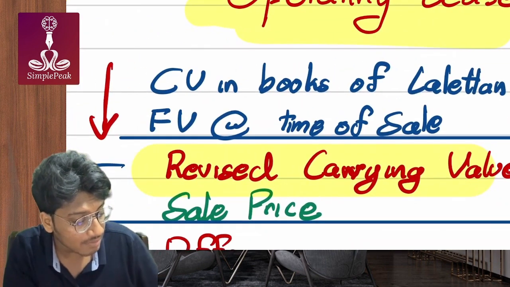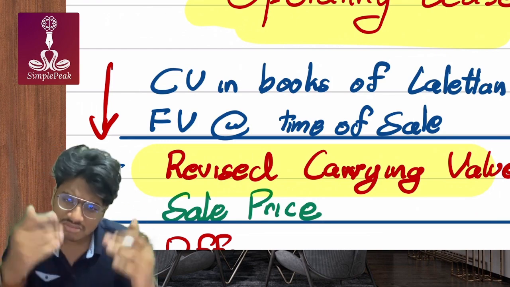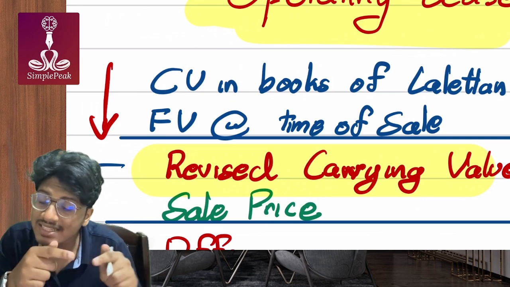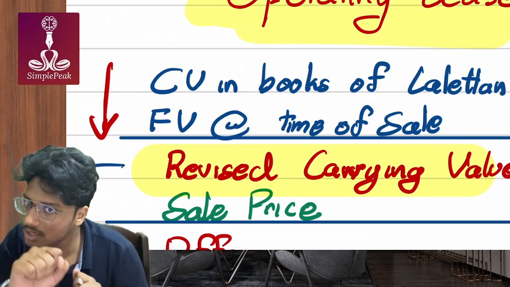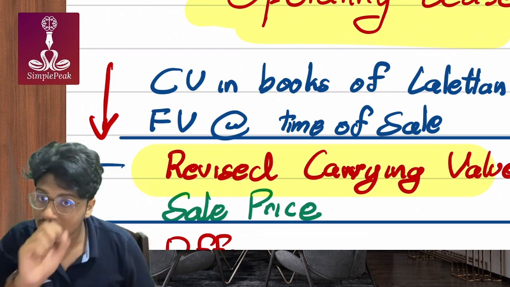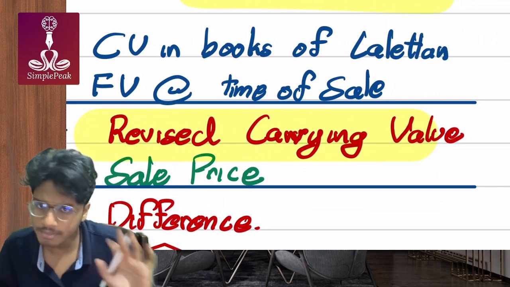That is if the lower value comes as the fair value. If it is the carrying value, do nothing, just show it as it is. Carrying value is the revised carrying value. If the revised carrying value is the fair value, I said it's the lower, then the difference needs to be charged to P&L immediately. That is what has been said. Okay, AS 1, not going much into depth on that.